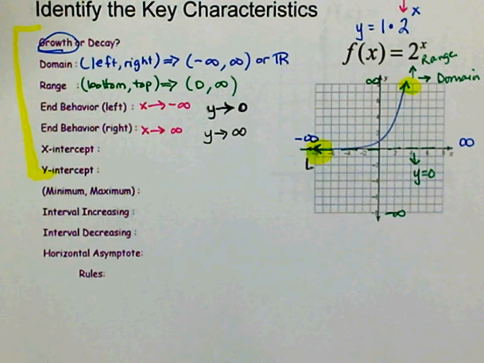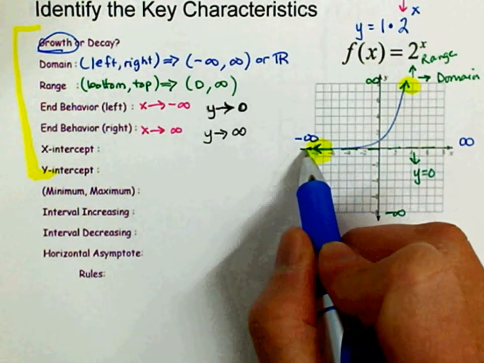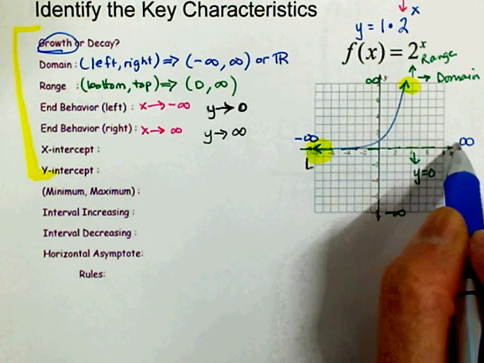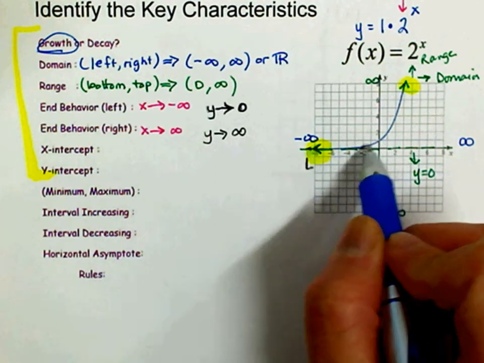Your next part, x-intercept. That means where it's crossing the x-axis. Look at your graph. Is it ever going to cross an x-axis? No, it's approaching it, but it never crossed. So that one is an NA.